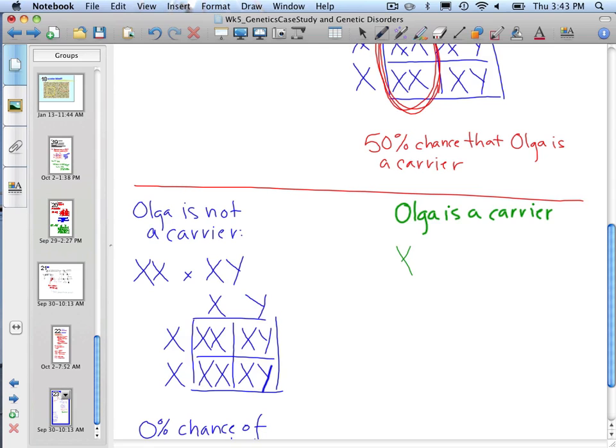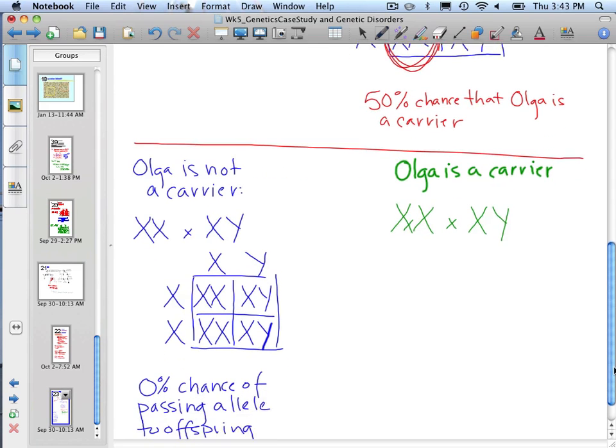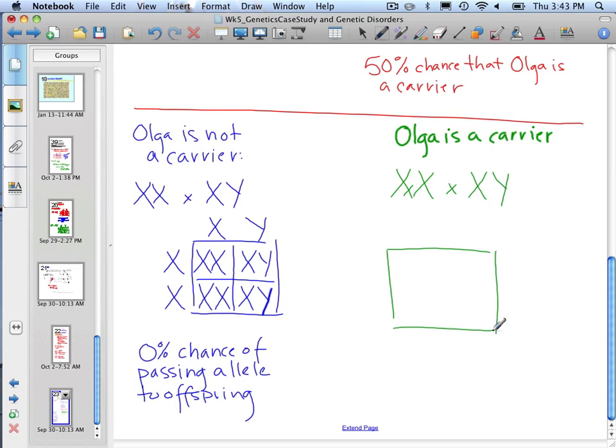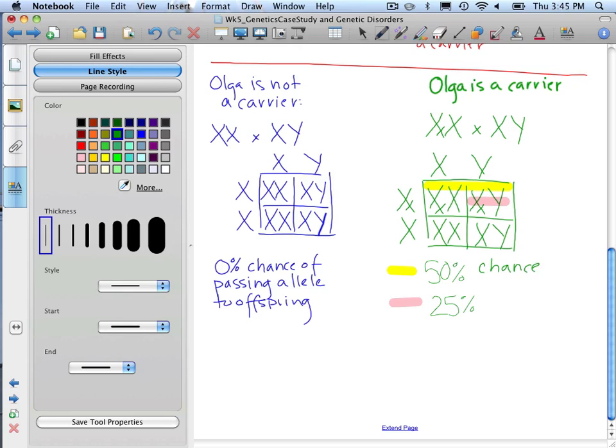Now let's consider the case in which Olga is a carrier. I'm just going to do the Punnett square quickly here. So you can see by my yellow highlighting that there's a 50% chance that Olga will pass on her allele for factor 8 deficiency to her offspring. But there's only a 25% chance, as I've highlighted in pink, that she will have an affected child, and that child would be a male.